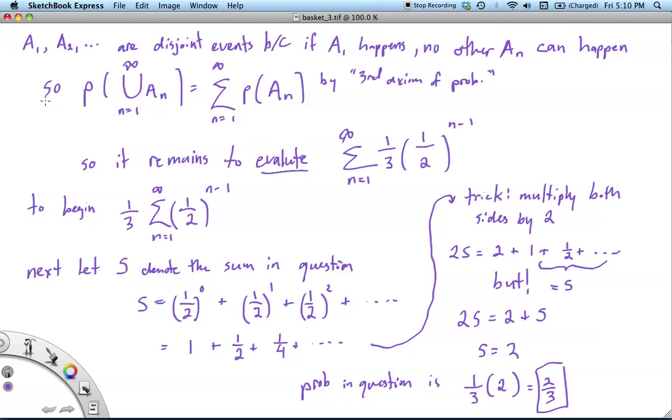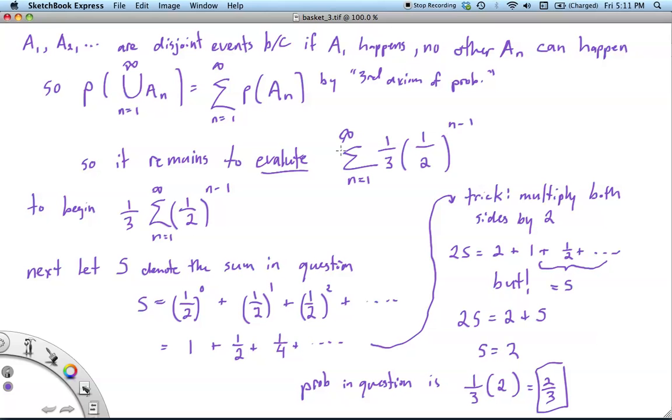If on the third round person one makes their shot, that's the end, and there's only one way that could happen. You couldn't have a case where you went to another round, but in the last round the person won, because you would have stopped doing the experiment. So these are disjoint events. And it follows from the third axiom of probability that the probability of the union of these events from 1 to infinity is equal to the sum of their individual probabilities.